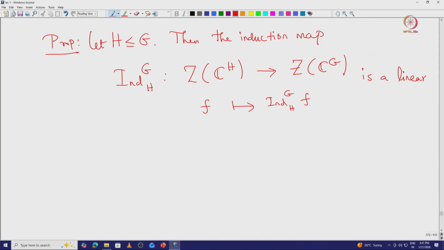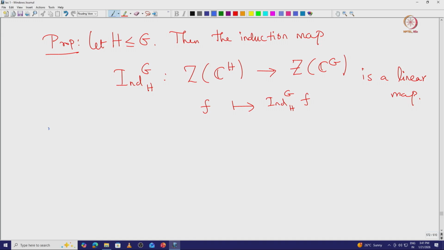So, this is the opposite map that we were actually looking for. The restriction is easy to define, but this induction takes some effort to define. But anyway, it is naturally defined using the induction of the representation. Now, first we need to verify that this induction is indeed really a class function, and then that the linearity is also preserved. The linearity is actually a simple check, so let us do that first.